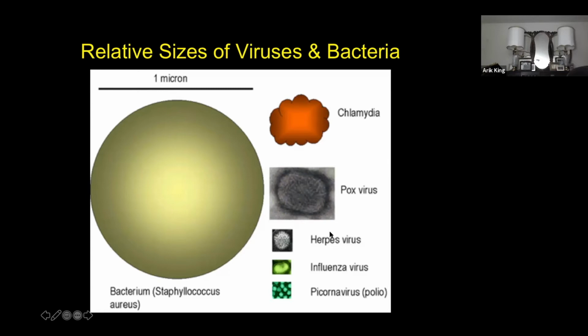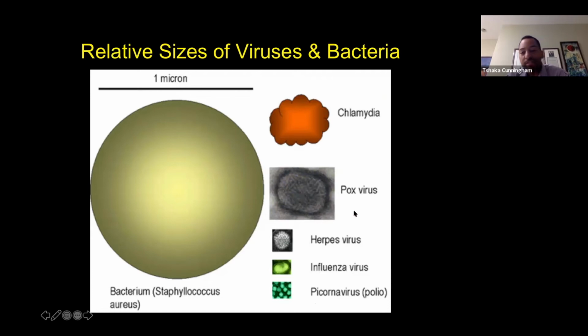And then viruses are in the nanometer range. Micrometers are a millionth of a meter, and nanometers are a billionth of a meter, right? Super, super small. You cannot see them with the naked eye. The smallest viruses tend to be anywhere from 20 to 200 nanometers in diameter.